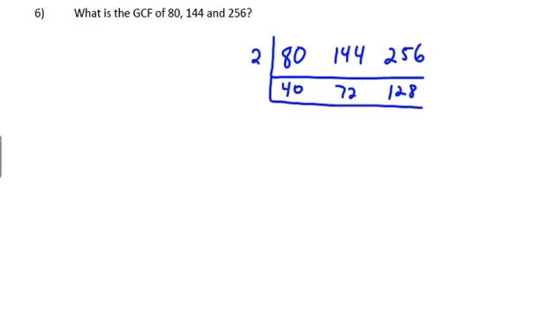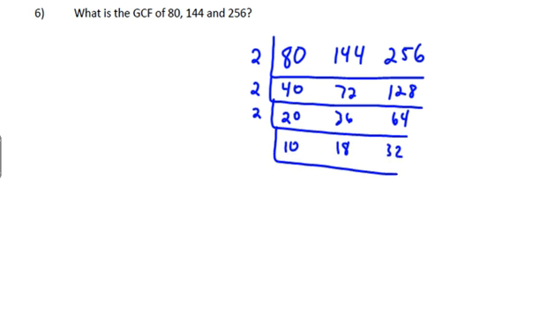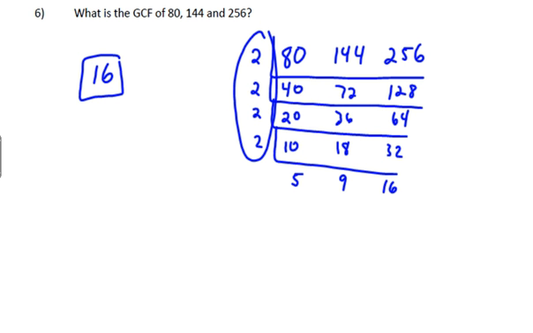I see another 2 for sure goes into these because they're all even. That's always the easiest thing to notice. It looks like another 2, and it looks like even another 2. And so in this case, the greatest common factor is the product of those, 4 twos multiplied together, which equals 16. So the greatest common factor of those is 16.